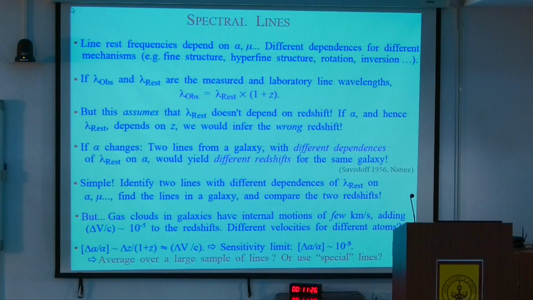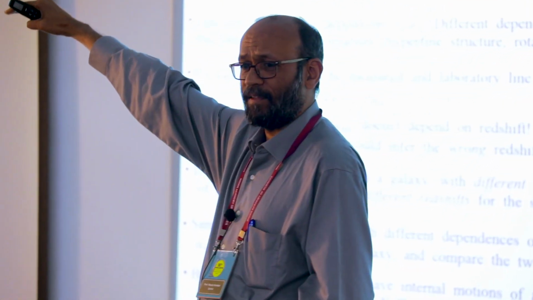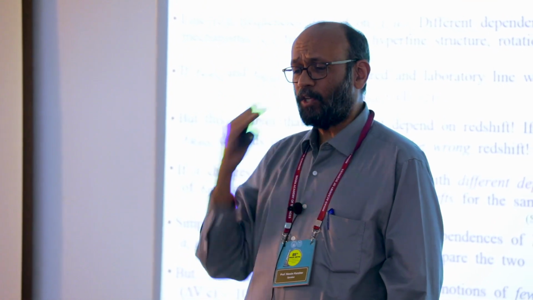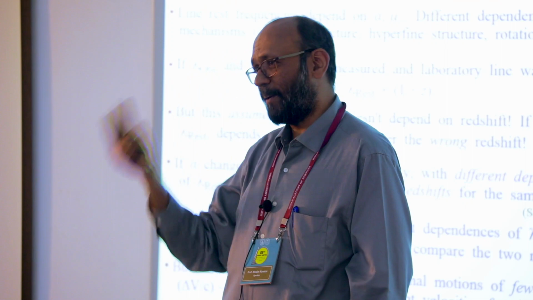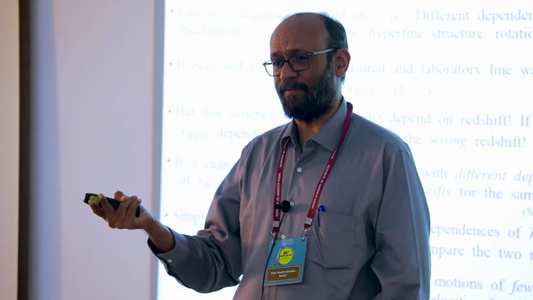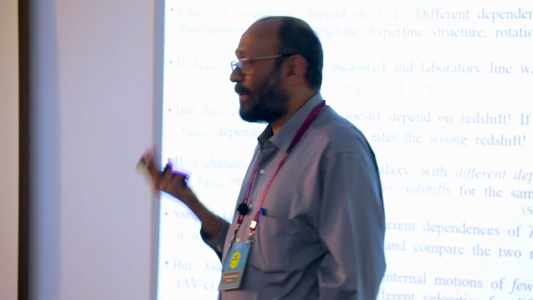For example, we find lines which are fine structure lines, hyperfine structure, rotation, inversion, lambda doubling, a whole slew of lines. Every one of these mechanisms gives you a different dependence. So what you need to do is to find two lines from a single galaxy with different mechanisms, which give you different dependencies on alpha, and now simply go and measure them. And that's where the fun starts.